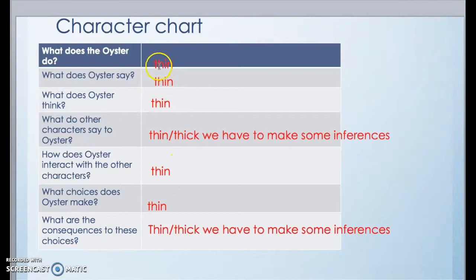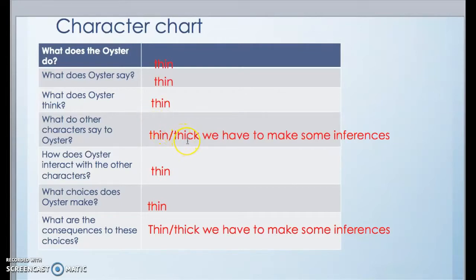So, what does Oyster do? That's a thin question. Kids can usually figure out what Oyster's doing. What does Oyster say? Again, kids can generally point to something in the story and say it. What does Oyster think? Now, I put thin on here, but it could be construed as thin or thick, because some of the things are done by hearsay, so we're just assuming this is what he's thinking, and that can be construed as a thick question, more abstract. But there's a lot of things that we could point to and say, right here, this is what it says, so it shows us what he's thinking.